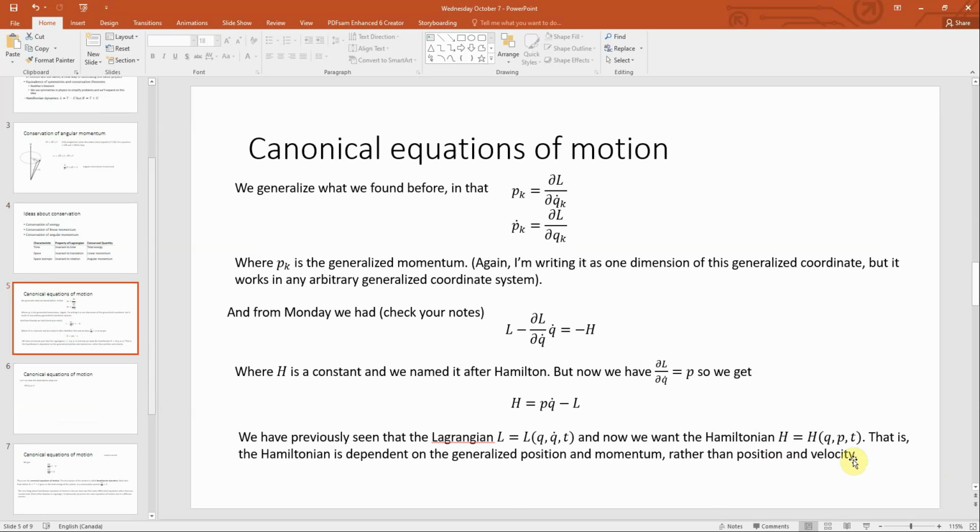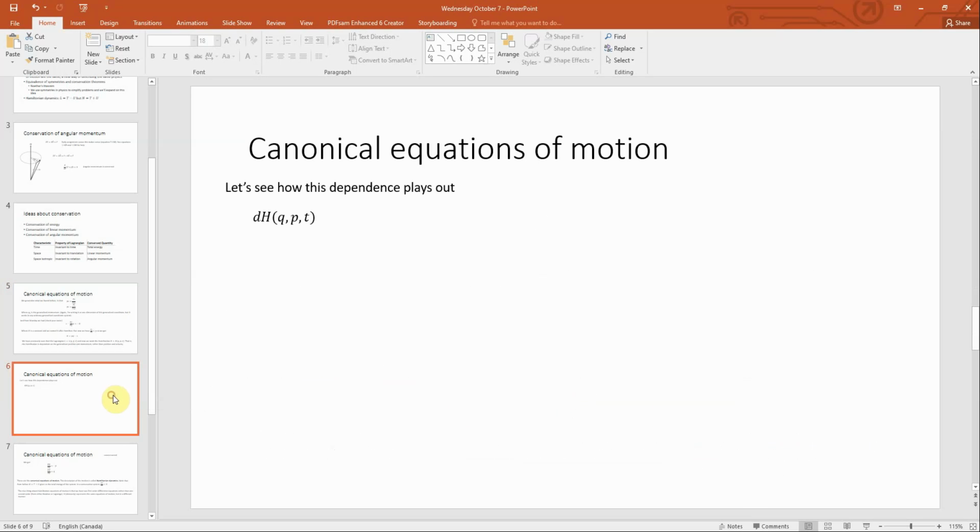So, talking about the canonical equations of motion, we have the Hamiltonian is the momentum coordinate times the time derivative of the position coordinate, minus the Lagrangian. And we want to see how this Lagrangian is dependent on the position and the momentum. So we're going to work through that in lecture.